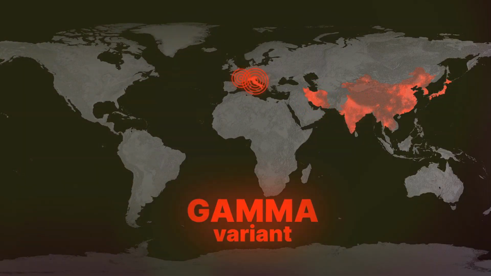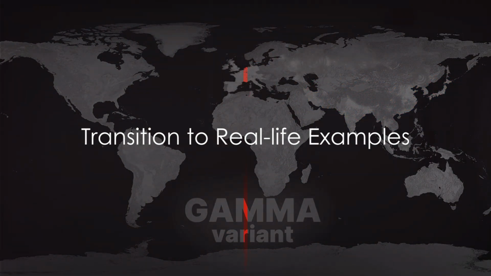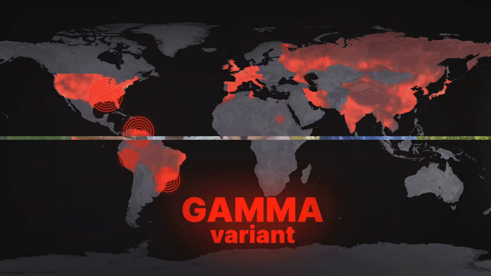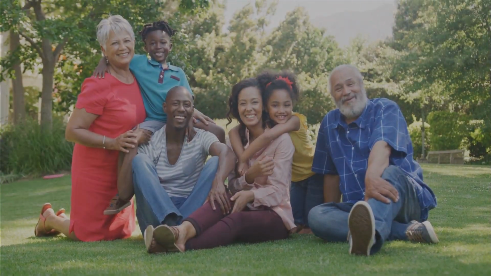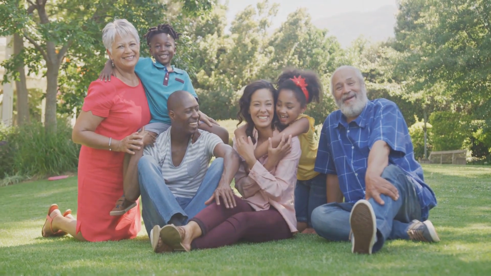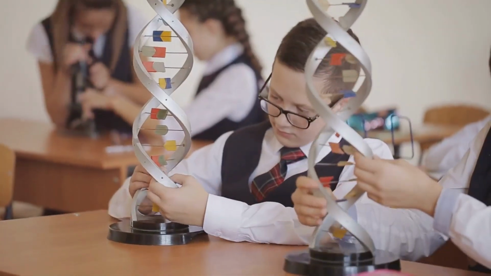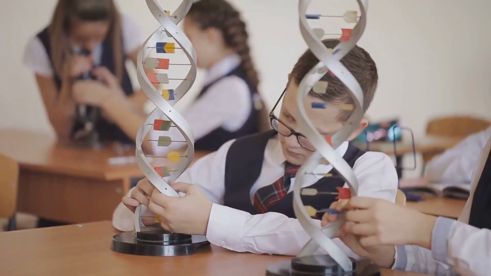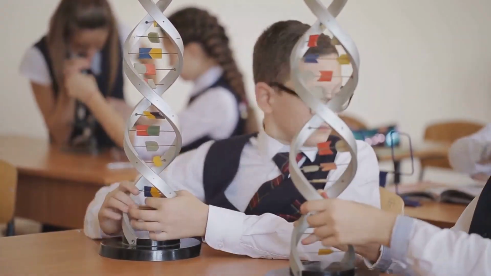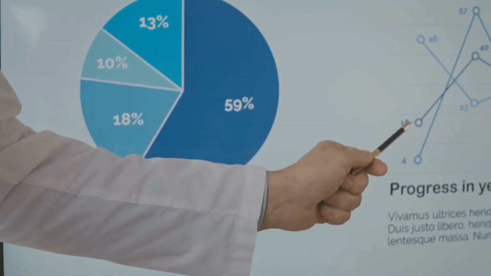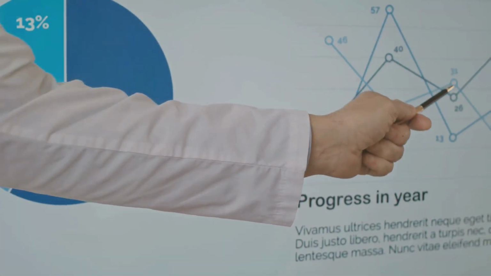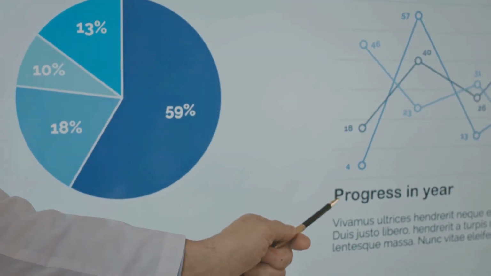Now that we understand the basic genetics, let's see how this plays out in real life. Let's meet the Johnson family. The Johnsons are a family of 6, where both parents carry the sickle cell trait. They have 4 children. 1 has sickle cell disease, 2 have the sickle cell trait, and 1 child has no trace of the sickle cell gene. This family's experience vividly illustrates the odds of inheriting the gene when both parents are trait carriers.